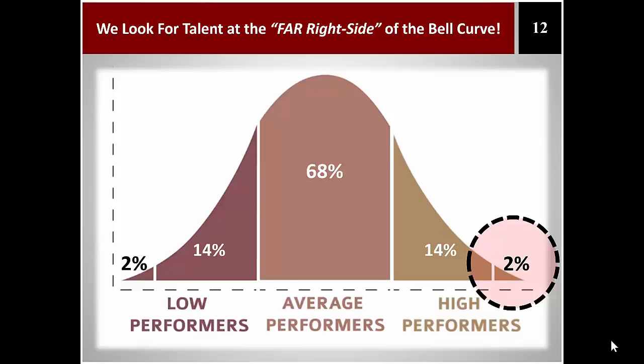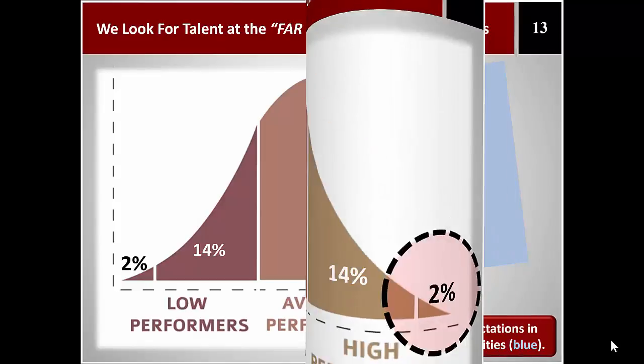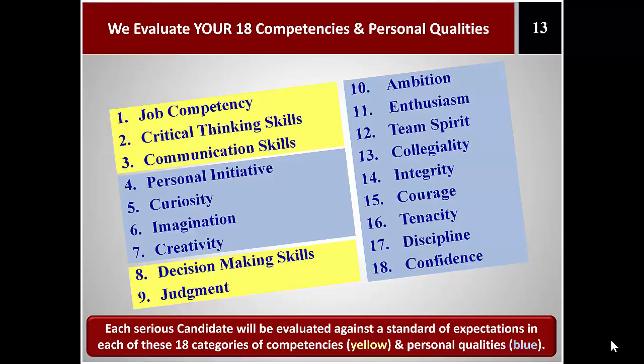If we're interviewing for a controller, corporate controller, we're also interviewing for a CFO. Because we're looking not just for the person who can do the job, but the person who can move forward and upward with the company. That's at the right 2% of the bell curve.